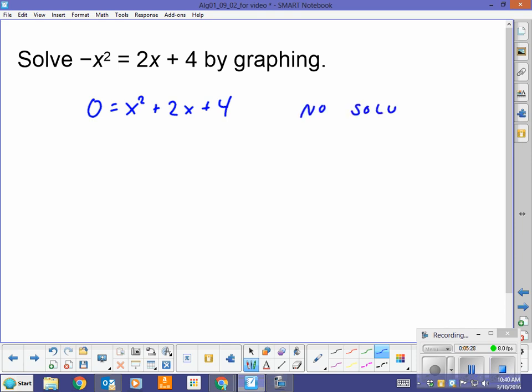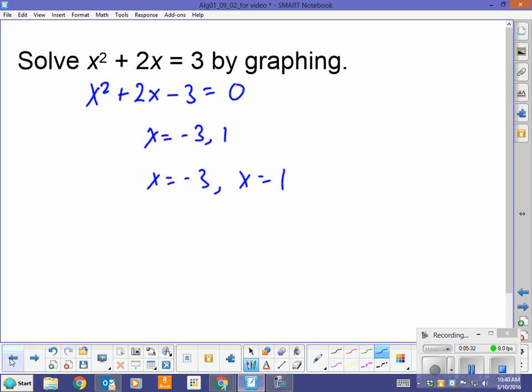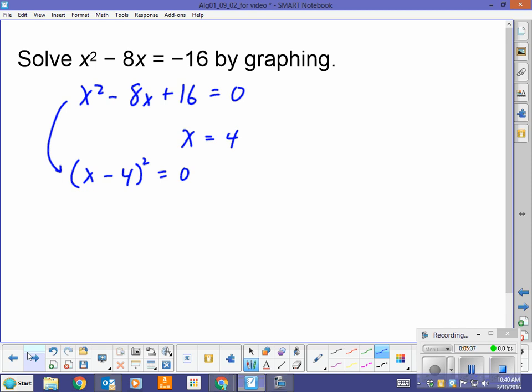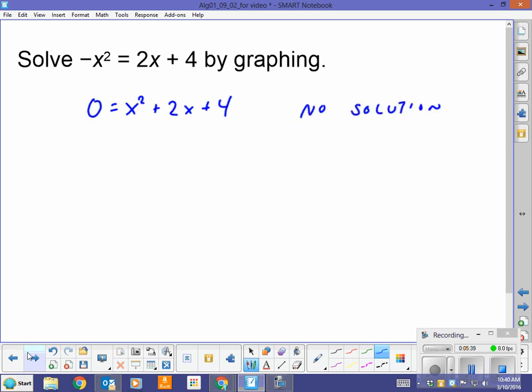So we've seen in our examples so far two solutions, one solution, trinomial squares, and no solutions.